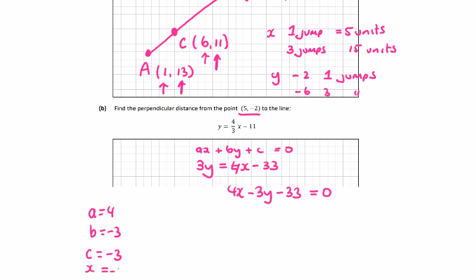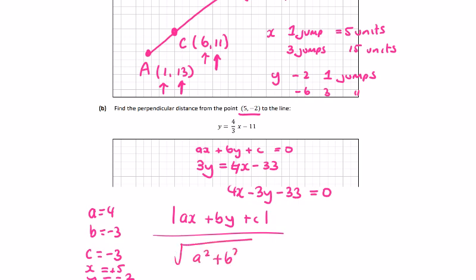x is equal to minus 2 and y is equal to, sorry, wrong way around. y is equal to minus 2. x is equal to plus 5. So if you don't know the formula off by heart, just look it up in the tables. It's the absolute value of ax1 plus by1 plus c over the square root of a squared plus b squared. a goes with x, so 4 times 5, plus we have b times y. My values are minus 3 and minus 2. And then I have minus 33.